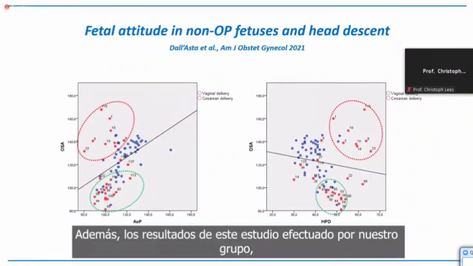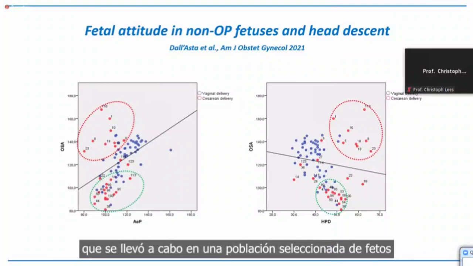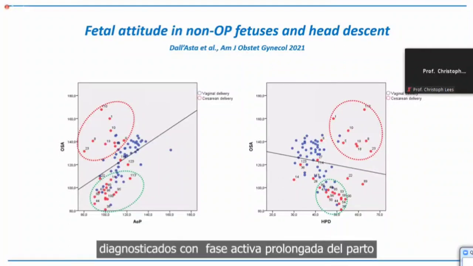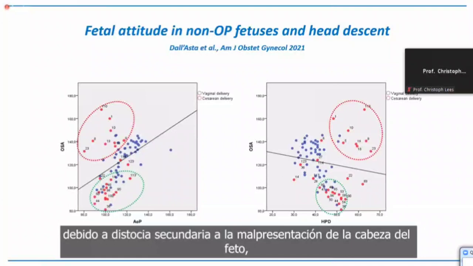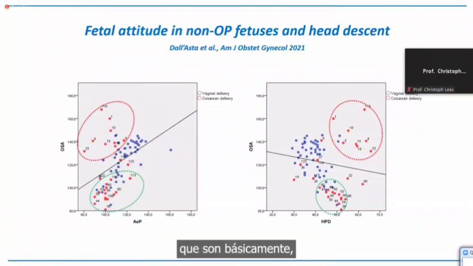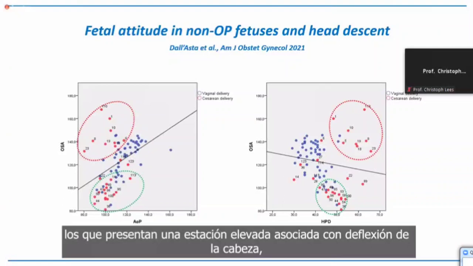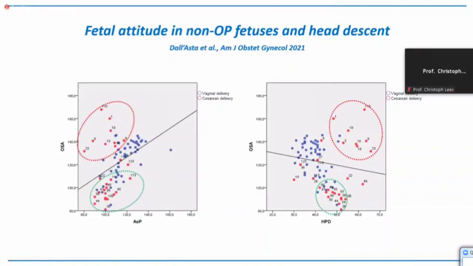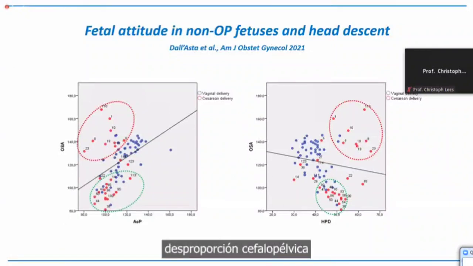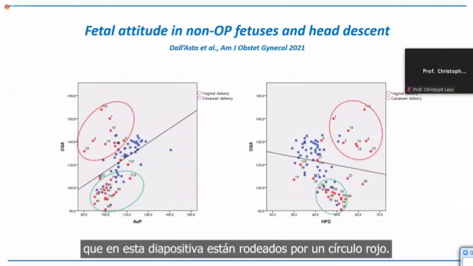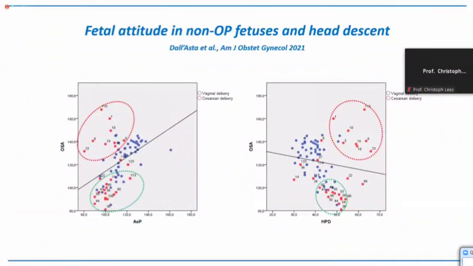Furthermore, the findings from this study from our group, which was conducted on a selected population of fetuses diagnosed with the protracted active phase of labor, suggested that the assessment of the fetal attitude may allow us to discriminate between the cases having a cesarean section due to labor dystocia secondary to a malpresentation of the fetal head, which are basically those featuring high station in association with the head deflexion, and those having a cesarean section due to labor dystocia secondary to a suspected cephalopelvic disproportion, which in this slide are circled in red.